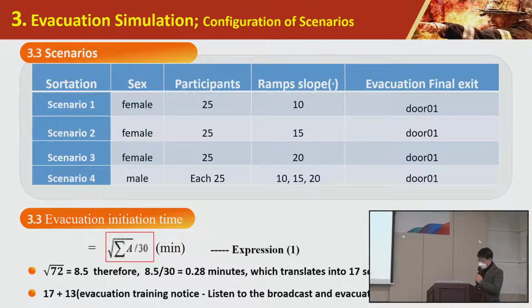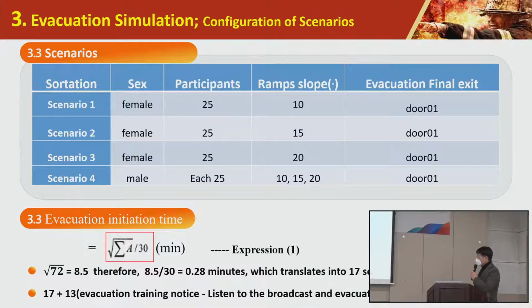72 square meters. The square root of 72 is 8.5. Divided by 30 equals 0.28 minutes, which converts into 17 seconds. 17 seconds plus 30 seconds, 30 seconds.